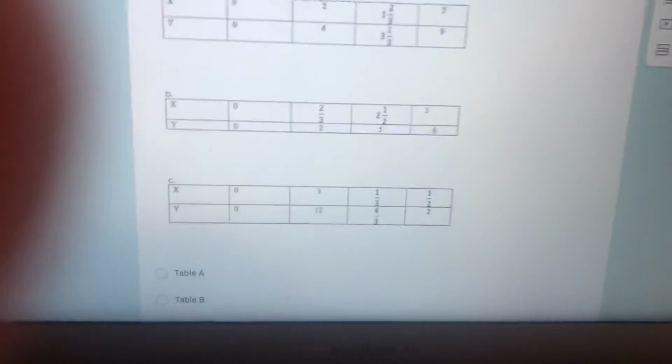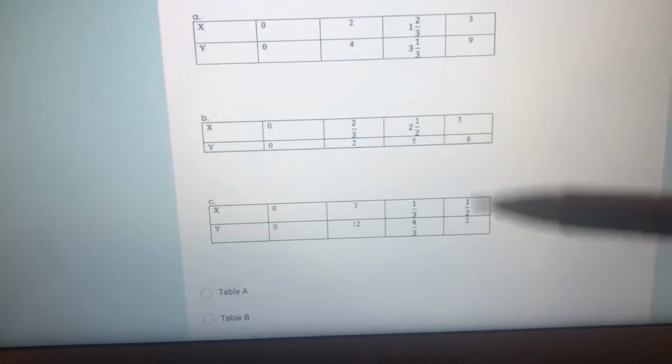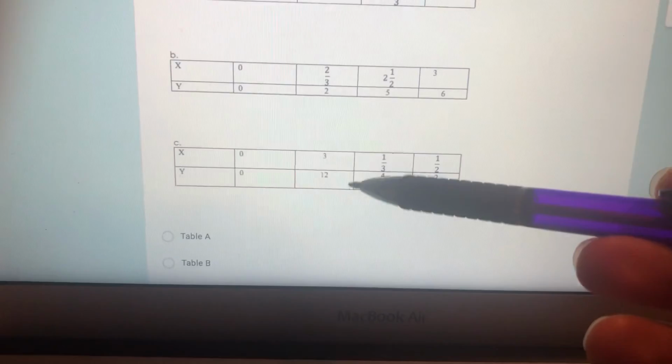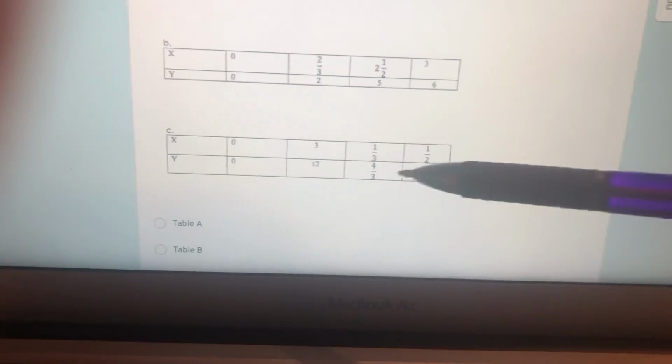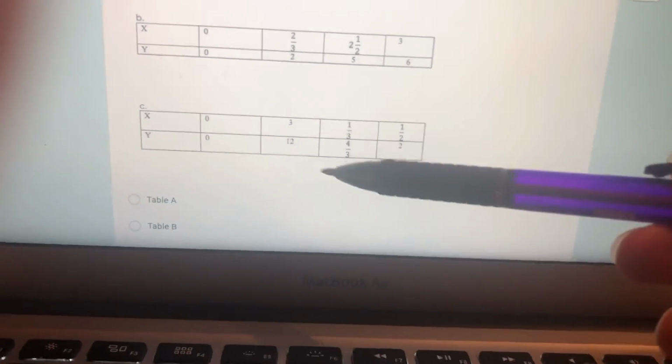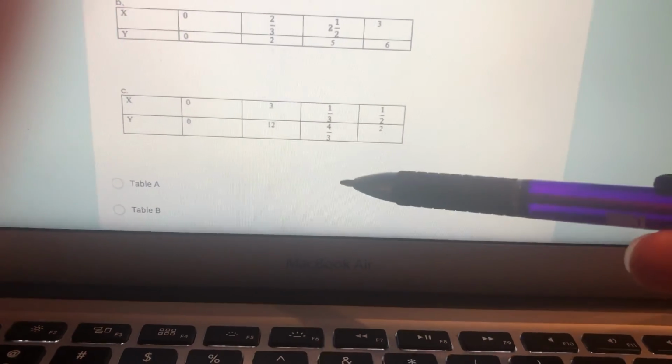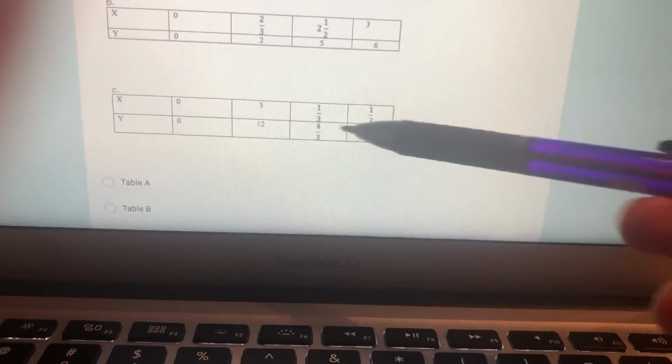And then for the last one, you have the whole numbers, right? 3 times what gives me 12? Well, that's 3 times 4. And then you're going to see, okay, well, does a constant of 4 also work for these 2 ratios as well?